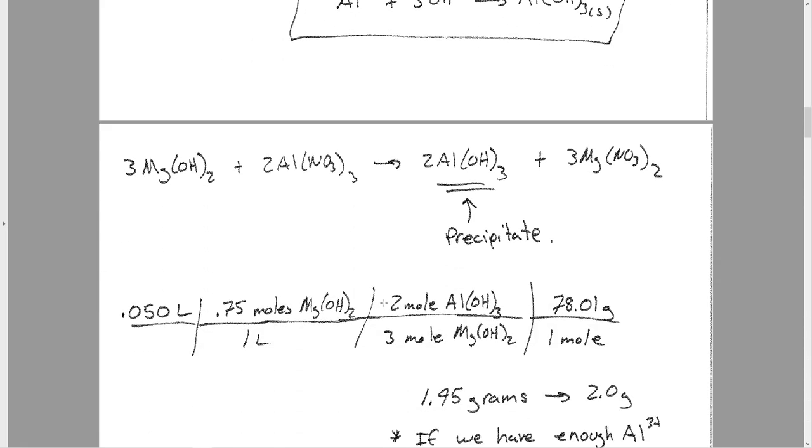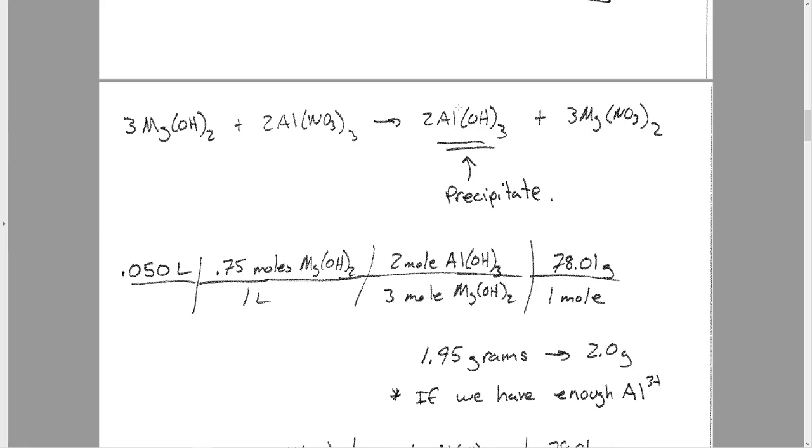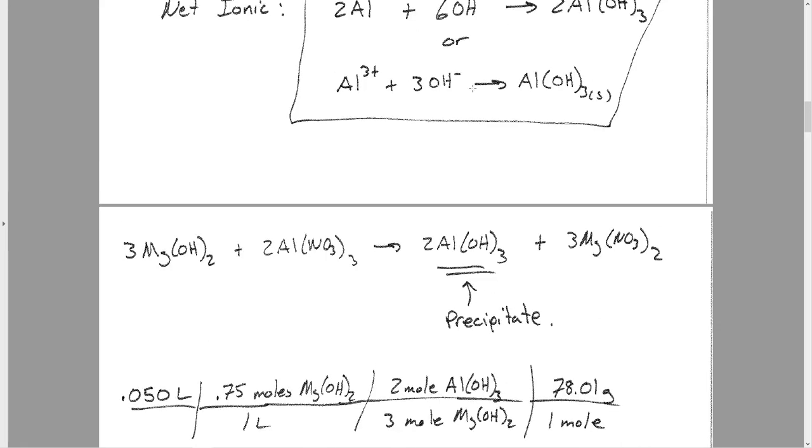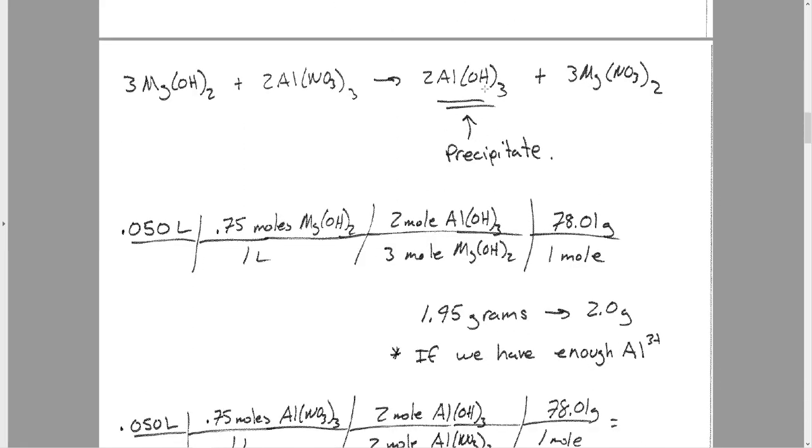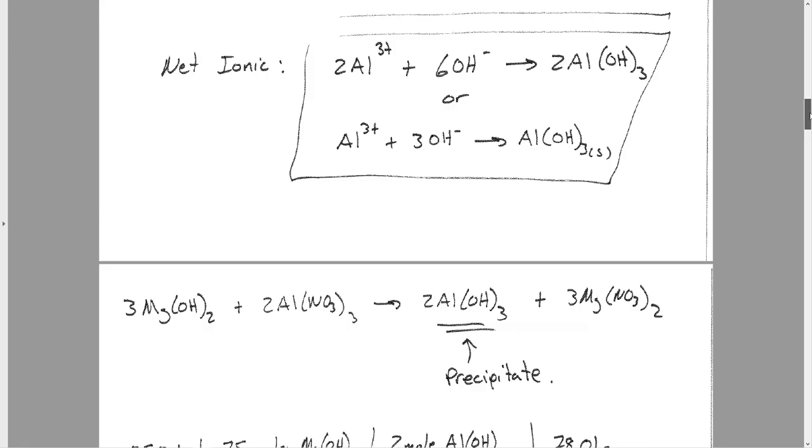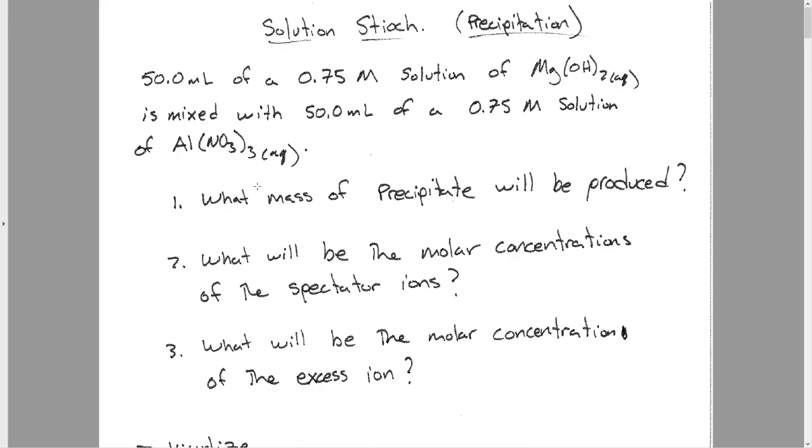But again, when you're doing the stoichiometry, you can just use the molecular equation. You don't have to use the net ionic equation. So again, that's our precipitate. So let's do our calculations to answer that first question. I'm just going to scroll back up. Okay, our first question, what mass of precipitate is produced?